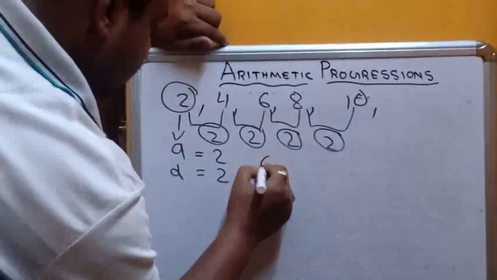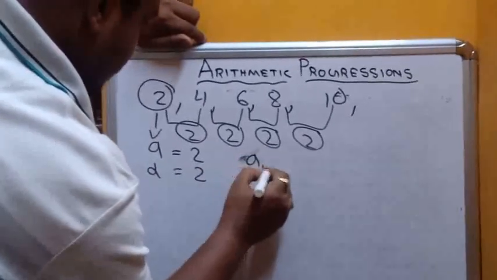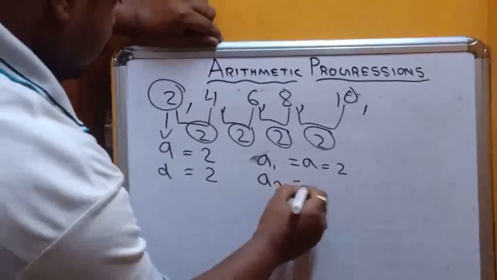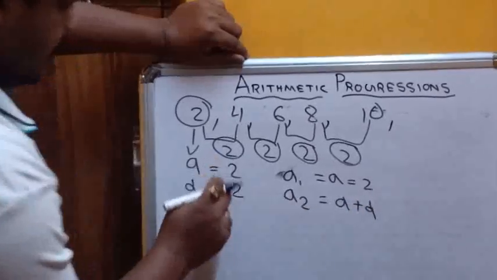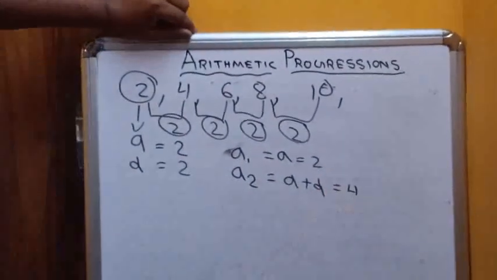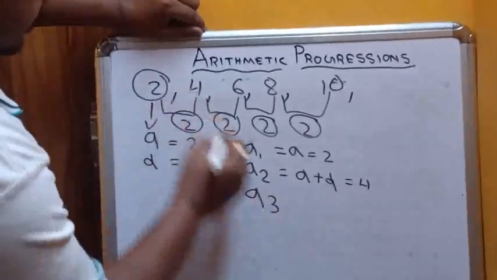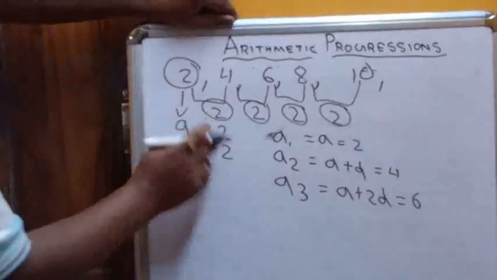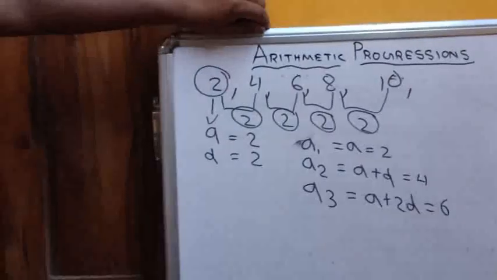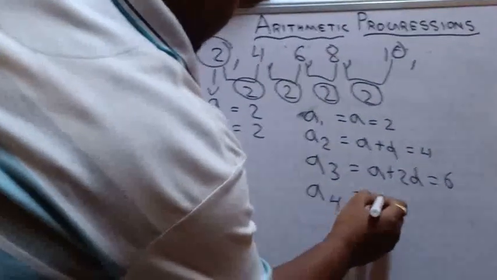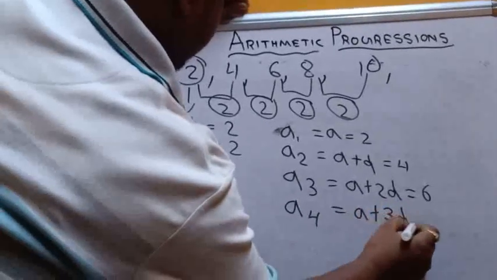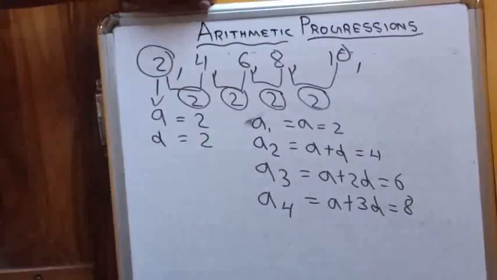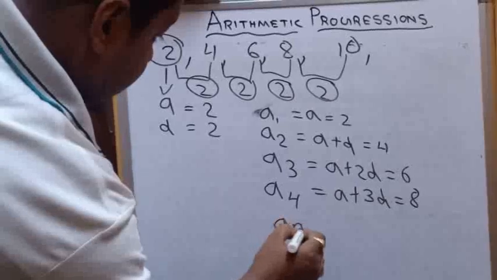If I write the first term, can I write A1? A1 equals A equals 2. For the second term, A2 equals A plus D, because 2 plus 2 equals 4. The third term equals A plus 2D, which is 2 plus 2 into 2, equal to 6. The fourth term equals A plus 3D, which is 8. Like that you can find the nth term. The nth term means what? An equals what?